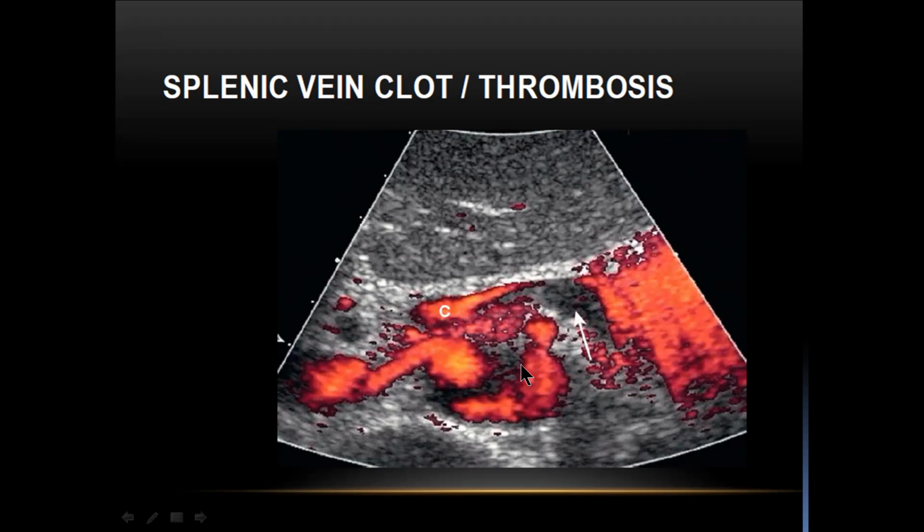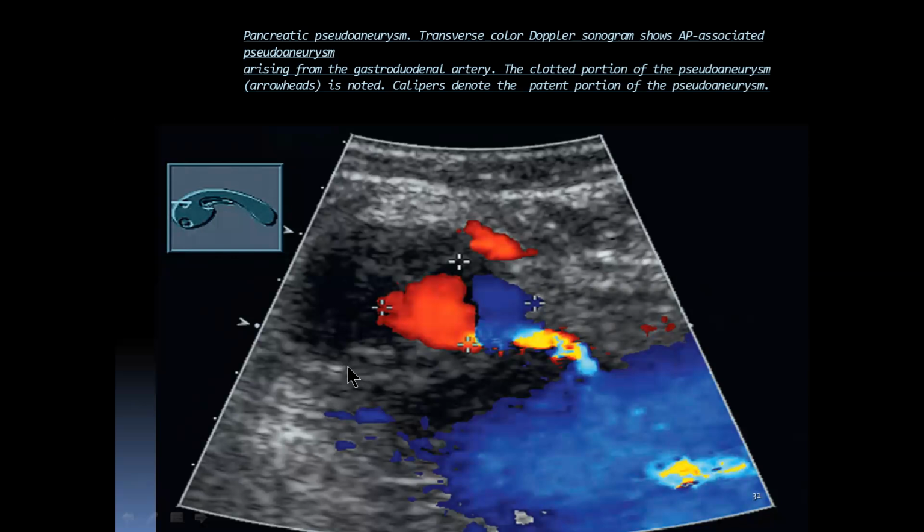This is the case of splenic vein clot and thrombosis in case of pancreatitis, acute pancreatitis. This is the pancreatic pseudoaneurysm formation.